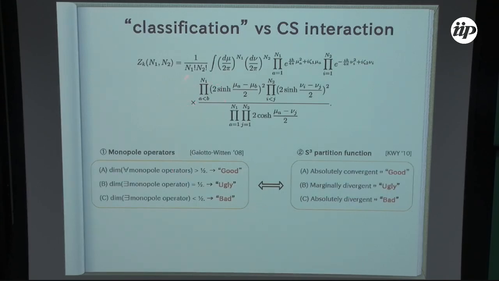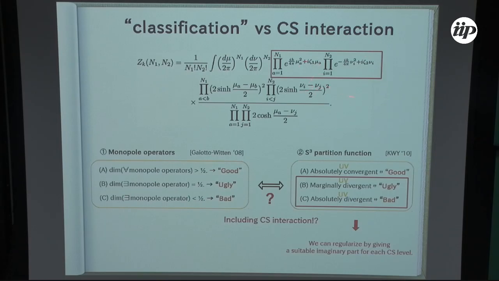And so this, I write it again, is the partition function. In the previous classification, things were classified by this N=4 system, by some monopole operator or partition function. But you see that this term can be a damping factor, right? Because there is a square. So this partition function can always be convergent if we turn on some imaginary part for each Chern-Simons level, right?